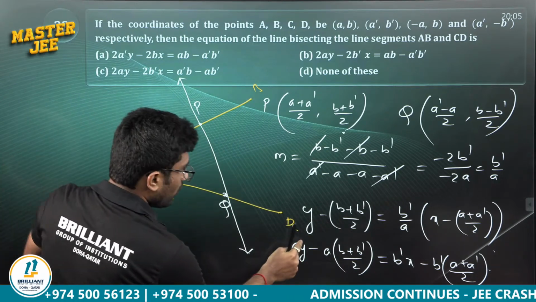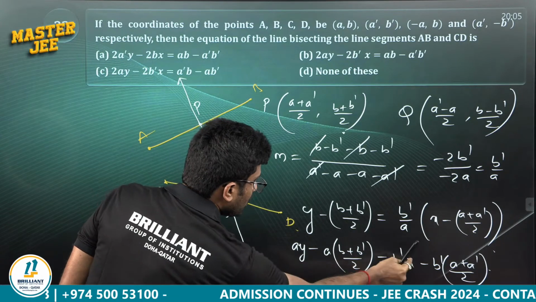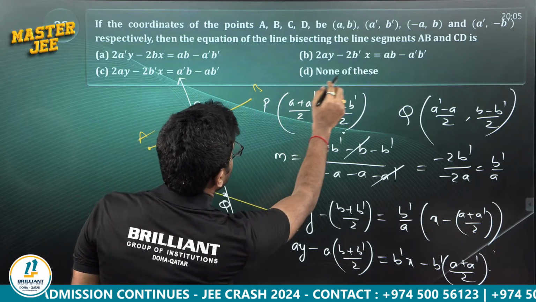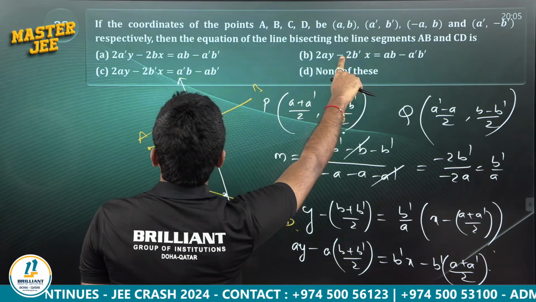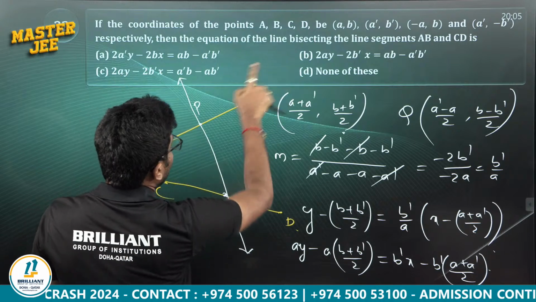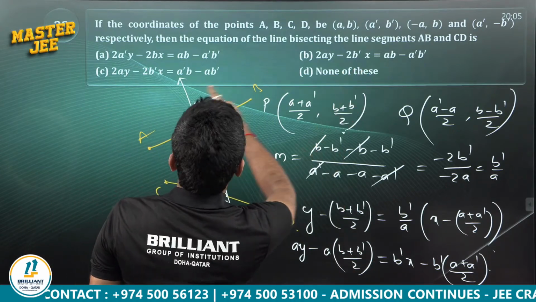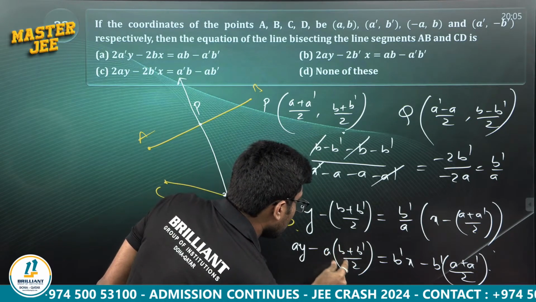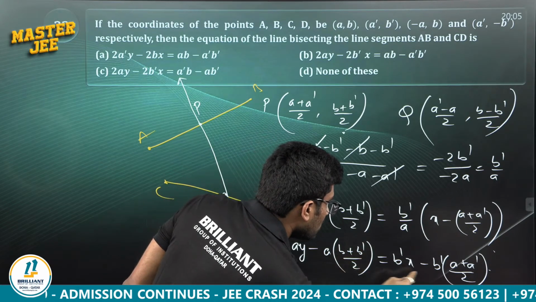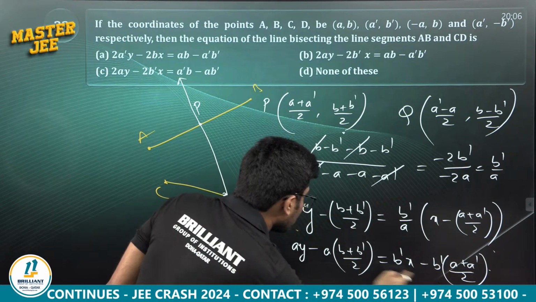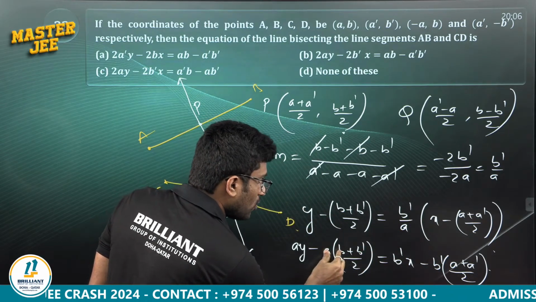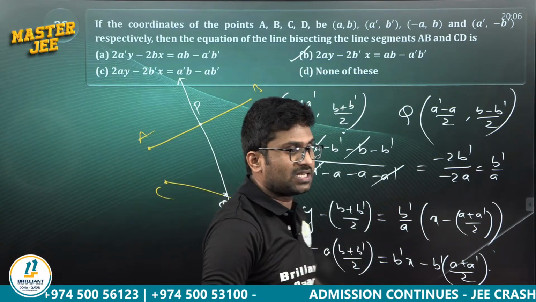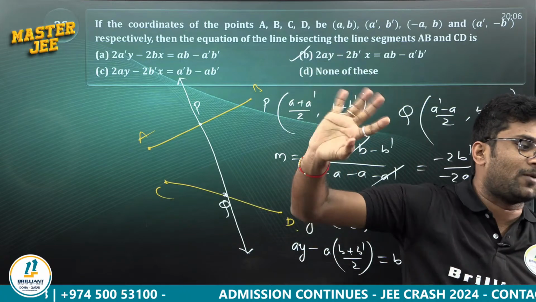Coefficient of y is 2A. Coefficient of x is 2B dash. In both B and C it is there. Here the constant is important, AB minus A dash B dash. Suppose you see, we are getting AB by 2 minus A dash B. Here we are getting A dash. See, AB dash by 2 gets cancelled. We will be getting only AB and B dash A dash, that means AB and A dash B dash. Option B is the correct answer. It's option B, not C.